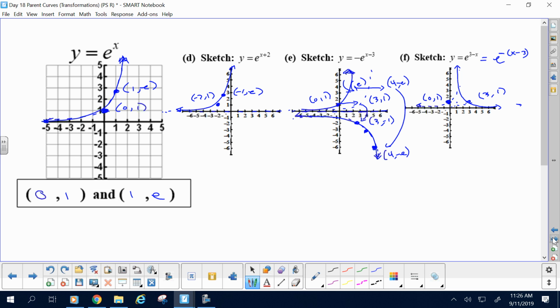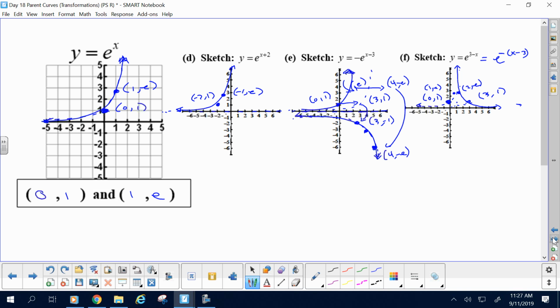Okay. Now the next point, I'll check my reflection. This other point was at 1e, yeah? And when you moved it right, it's going to be moved 3 to the right, so that puts it at 4e. Then when you reflect it, it's at 2e. So that point should be 2e. Let's check. If I put in 2, you can even go back to the original equation. If you put in 2, e to the 3 minus 2 is e to the 1. We're good to go. Right?